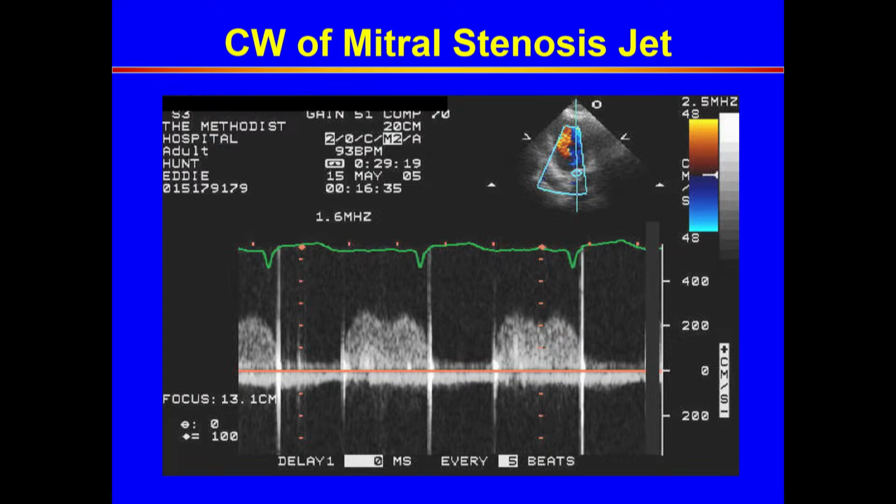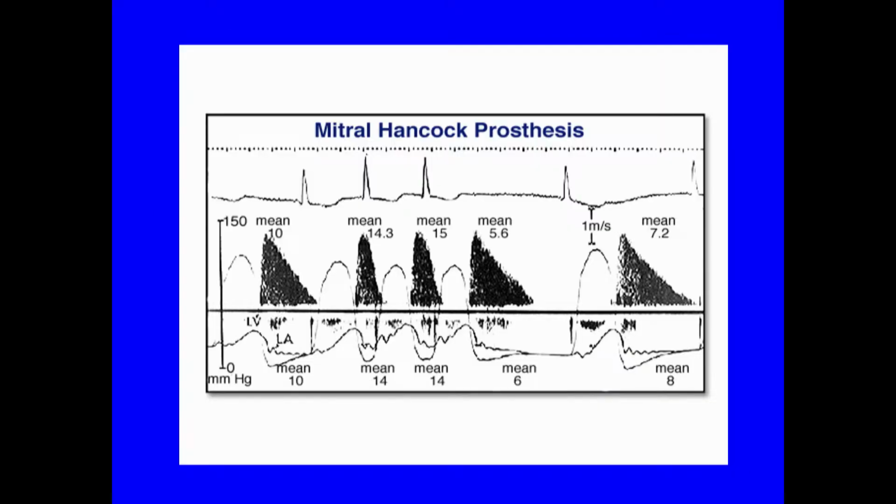The peak velocity in early diastole is more than 2, and at end diastole is more than 2, meaning not much blood has left that atrium and the pressure is marked. Estimation of pressure compared to cath is here.